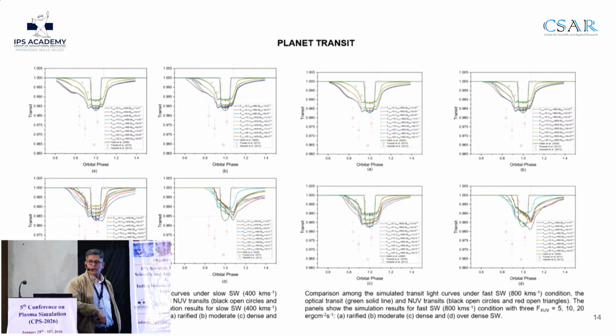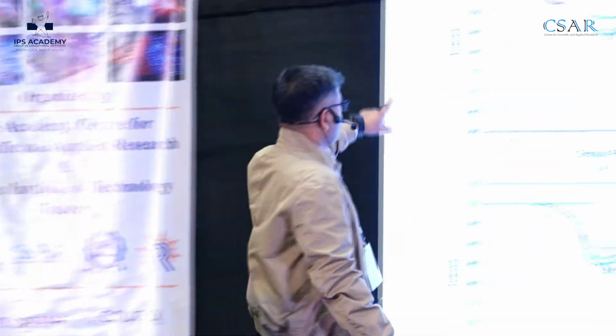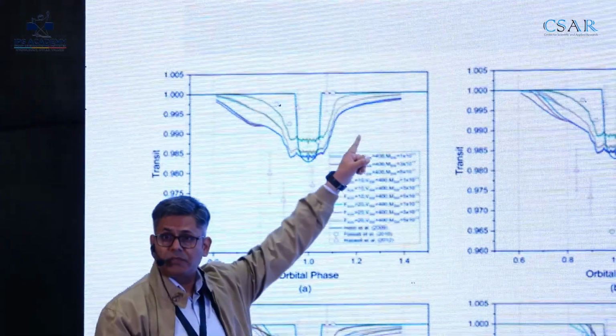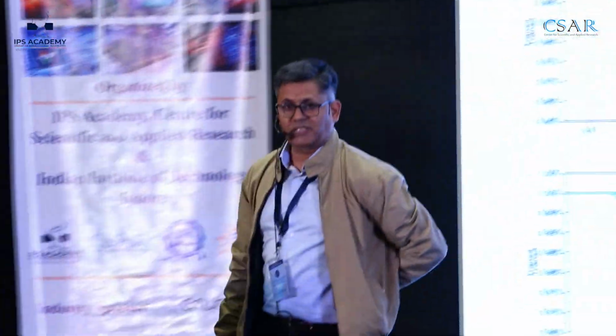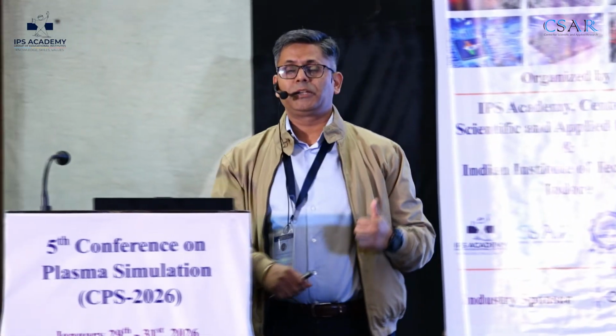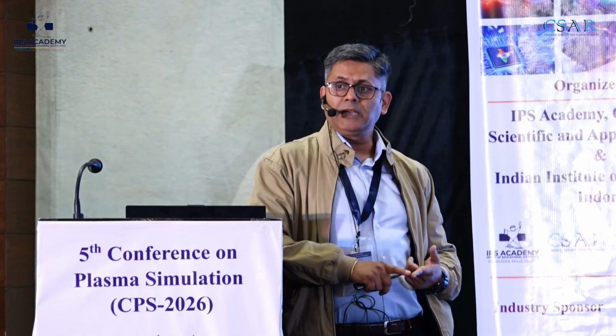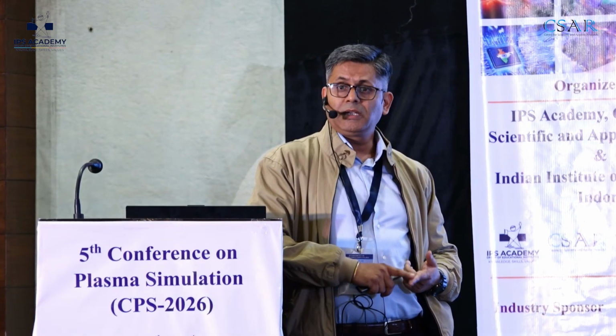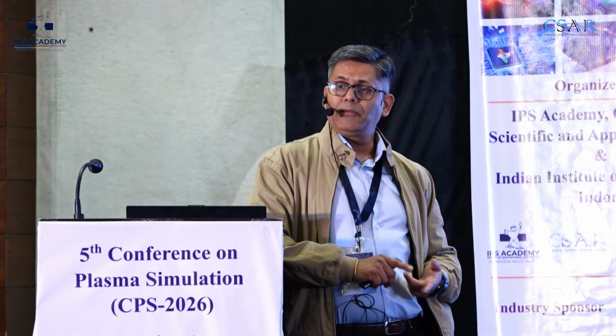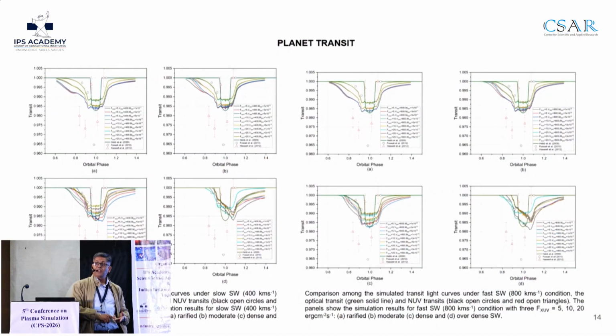Then we have simulated the transit light curves. So what you see here are the simulated transit light curves. We have taken different sorts of parameters. Stellar wind parameters, we have also taken different XUV radiation. So we have the solar type XUV radiation, then twice the solar type XUV radiation, then 4 times XUV radiation. We have also considered different velocities of the stellar wind. We have taken the fast and slow stellar wind. We have considered rarefied stellar wind condition, dense, moderate stellar wind condition, dense and over-dense stellar wind condition.